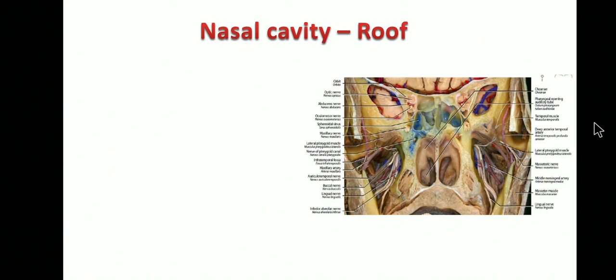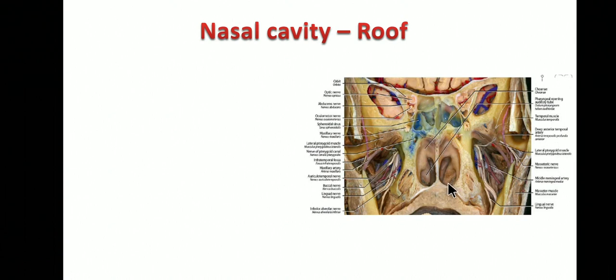Now first coming to the roof of the nasal cavity. Here you are able to see the nasal cavity from behind, that is the posterior nasal apertures or the choanae. That is your nasal septum and the lateral wall, all lined by mucous membrane. From the lateral wall you can see the projections, that is the conchae, as I told you. So this is the floor, and that is your roof.